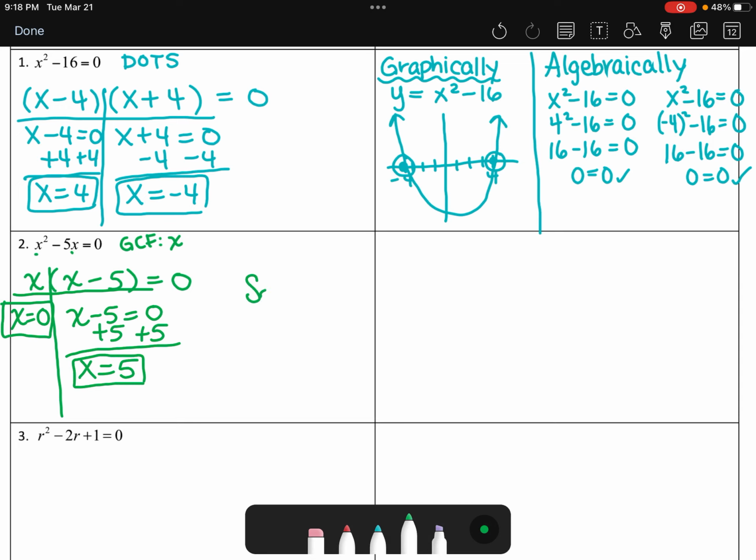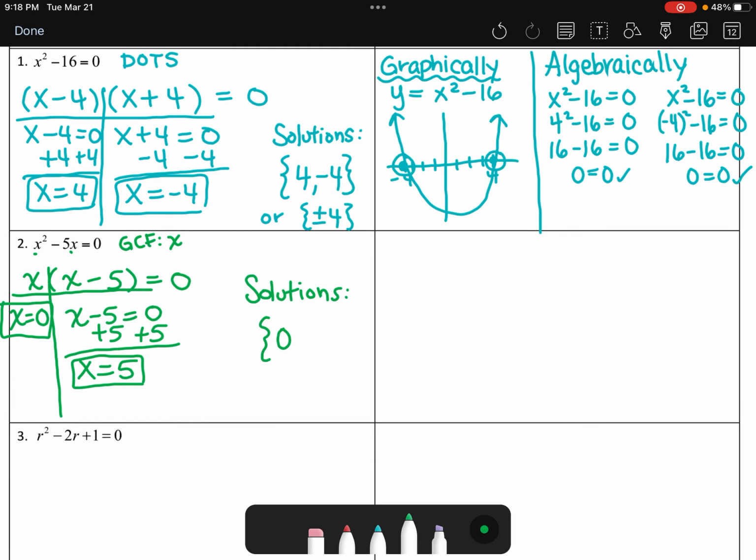Okay. Oh, wanted to show you how to write your solutions. I forgot to do that on the previous question. Your solutions, you could either leave them as x equals and x equals, or we can put little fancy brackets and say 4 and negative 4. Or if you really want to be fancy, you can say plus or minus 4, because that means positive and negative 4.